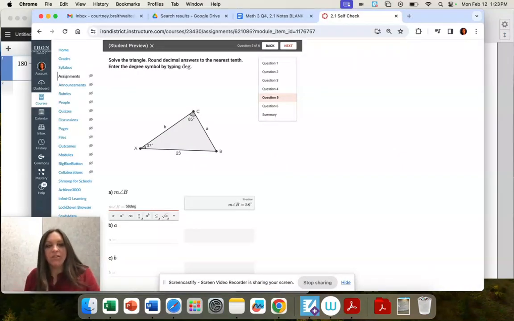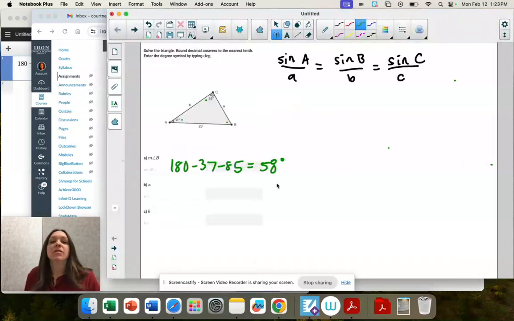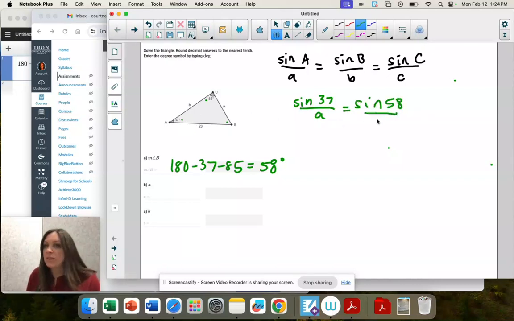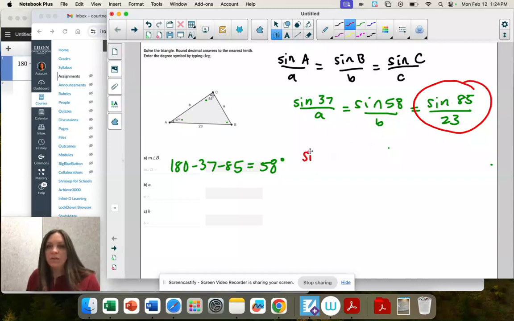Now we need to solve for the two sides. Again, because this is not a right triangle, we are going to use law of sines. So let's fill in what we know here. Angle A is 37. Side A, we don't know. Angle B, the one we just got, is 58. We don't know side B. We know angle C is 85 and side C is 23. When we solve, we're definitely using this one because it has both an angle and a side. And then the other two, we're just going to do both of them anyway.